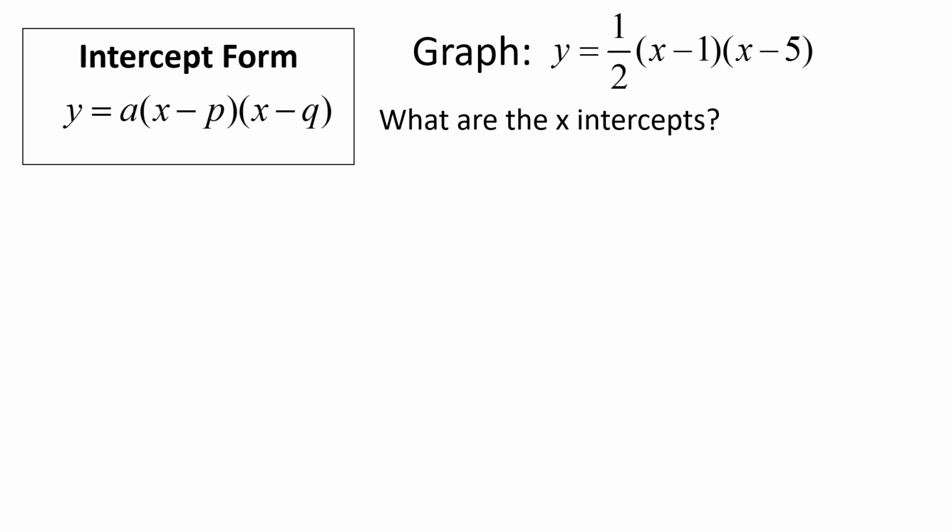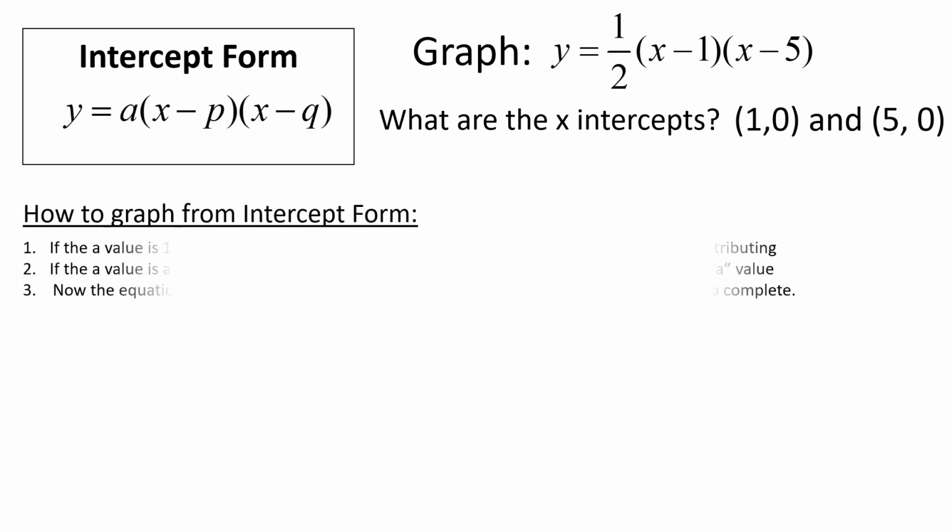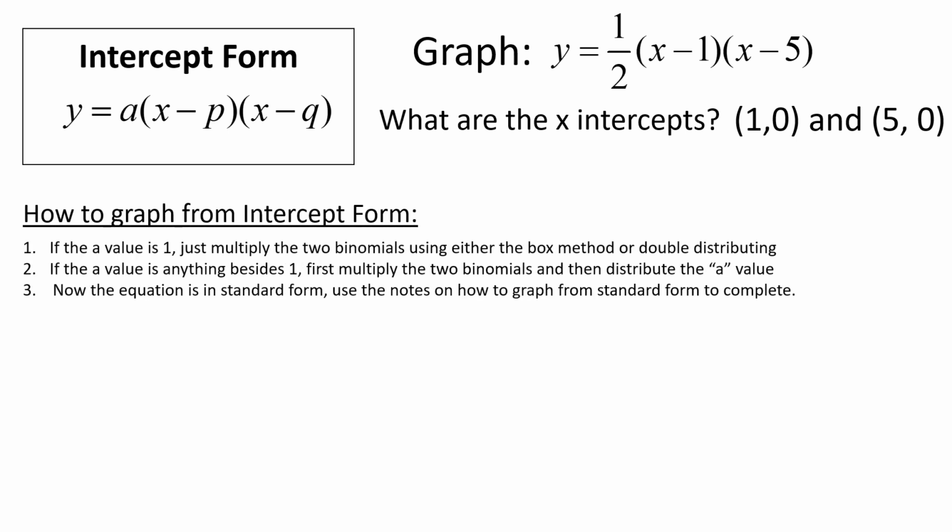And remember, x's always lie, so it's the opposite sign. So you know your intercepts, or where it crosses the x-axis, are going to be (1, 0) and (5, 0). However, in order to graph this, we are going to convert it to vertex form again. So the first thing you want to do is multiply out the two binomials, and then you're going to have to multiply by the a value. And then you're in standard form, and then you're going to do the minus b over 2a.